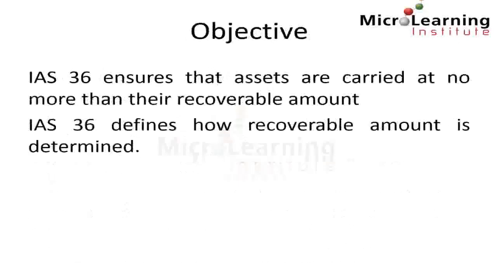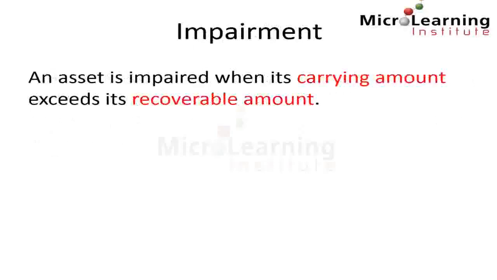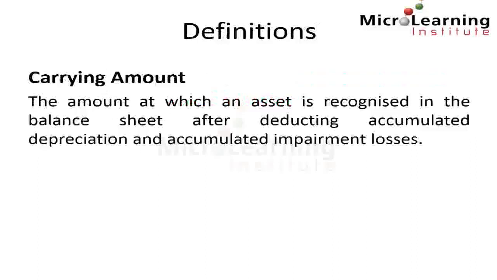The fundamental objective of IAS 36 is to ensure that assets are carried at no more than their recoverable amount. IAS 36 defines how recoverable amount is determined. An asset is said to be impaired when its carrying amount on the balance sheet exceeds its recoverable amount. The carrying amount of an asset is the amount at which an asset is recognized in the balance sheet after deducting accumulated depreciation and accumulated impairment losses.